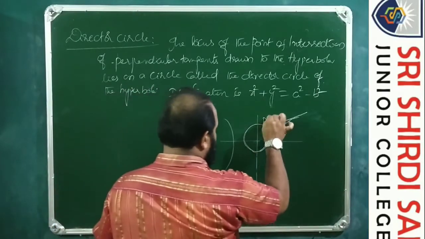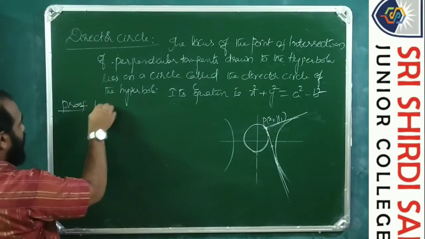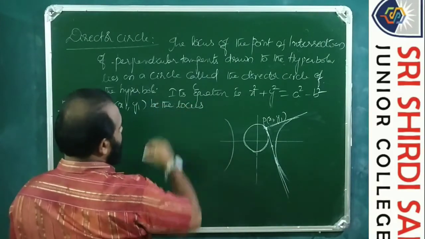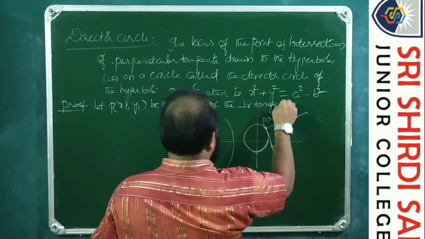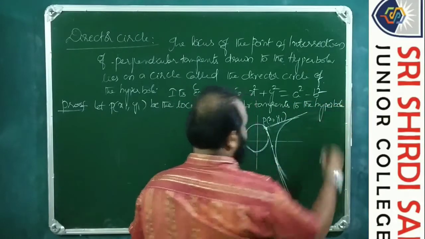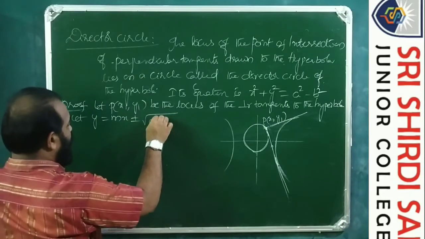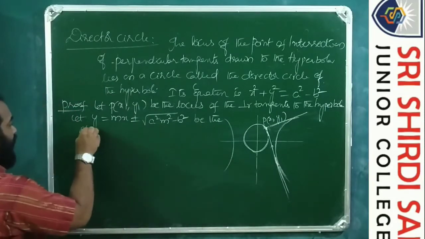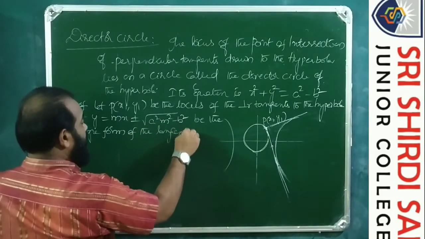So P x1 y1, I will take proof. Let P x1 y1 be the locus of the perpendicular tangents to the hyperbola. Let y is equals to mx plus or minus square root of a square m square minus b square be the slope form of the tangent to the hyperbola.